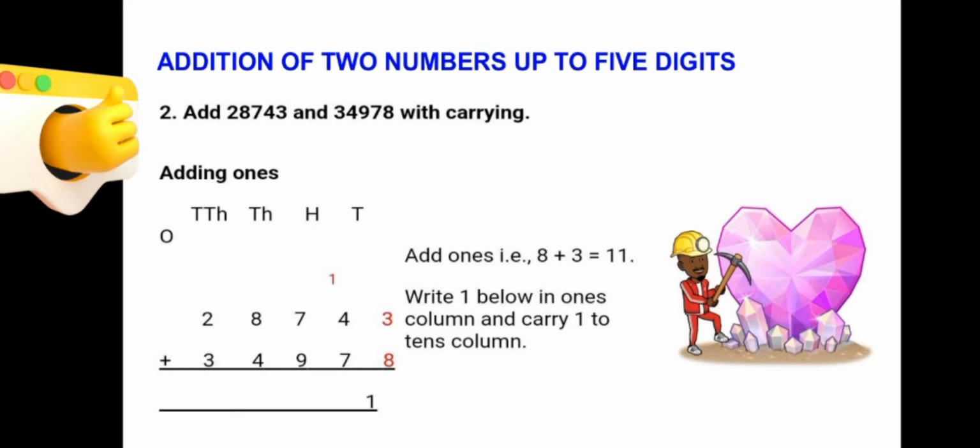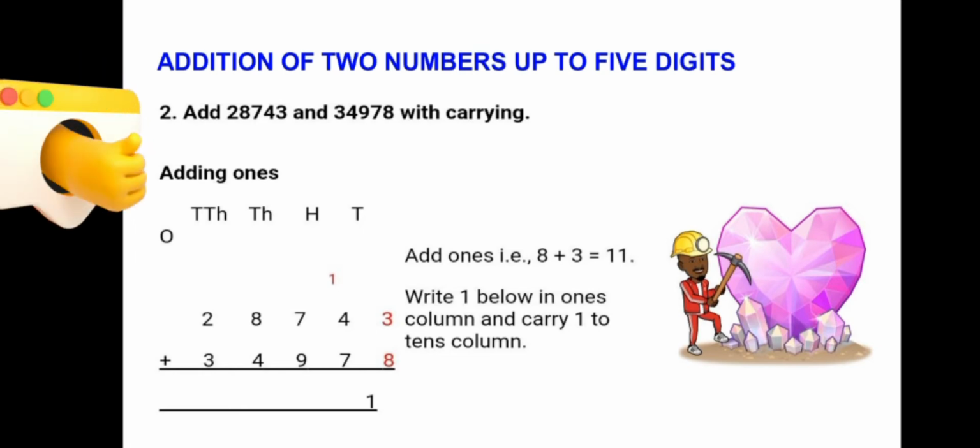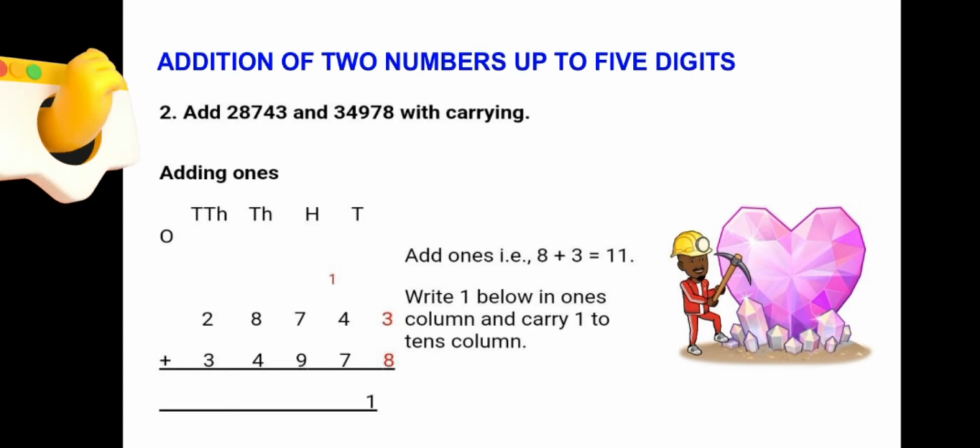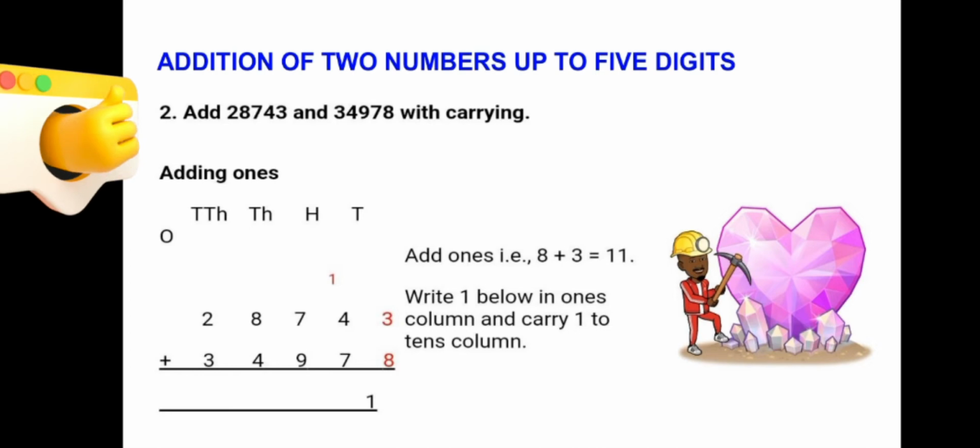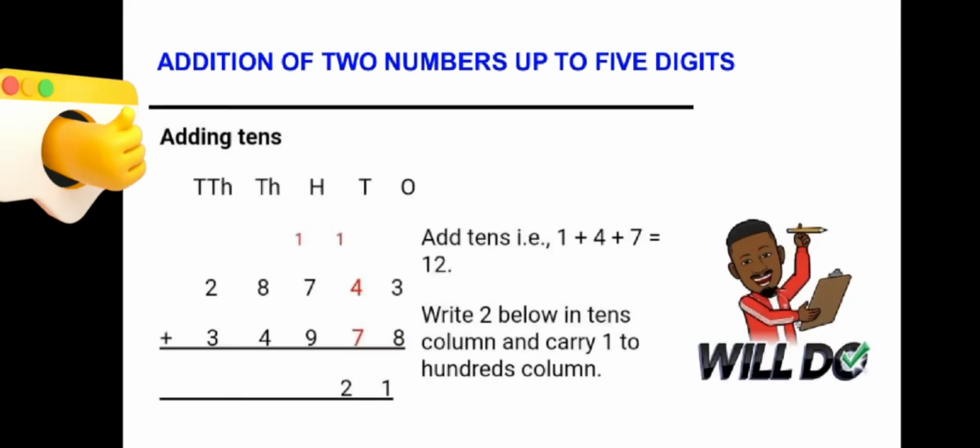If we see the steps beside the arrangement, we have add ones, that is 8 plus 3, which is equal to 11. So write 1 below in the ones column and carry 1 to the tens column. That is our highlighted 1 on the tens column, directly above 4 and 7. All right, let's move to the next step.